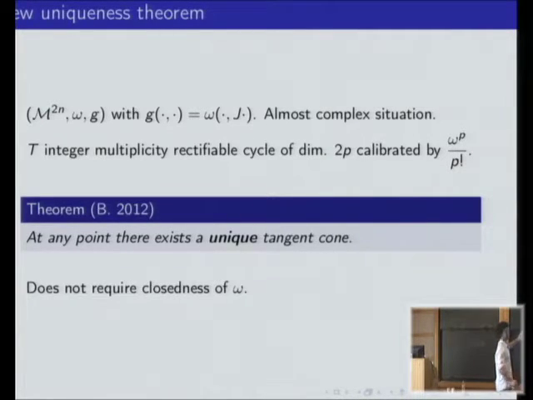So as I was saying, it doesn't require the closedness. Now for the sketch of the proof of this theorem, I'm going to focus just on the case of the current being of dimension 2, so p would be 1 there. It's just calibrated, or semi-calibrated, by omega. But the proof works exactly the same in higher dimensions. It's just for the sake of presentation.